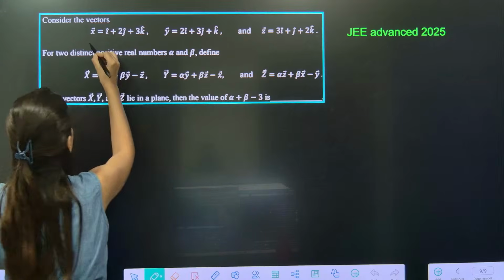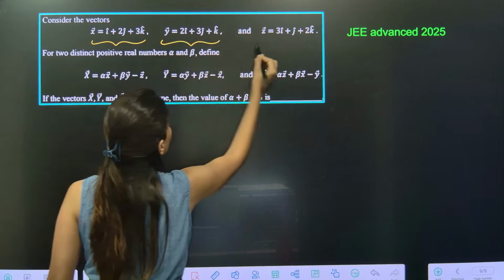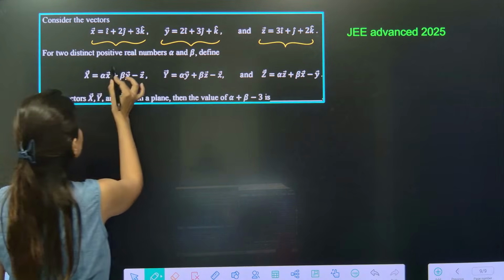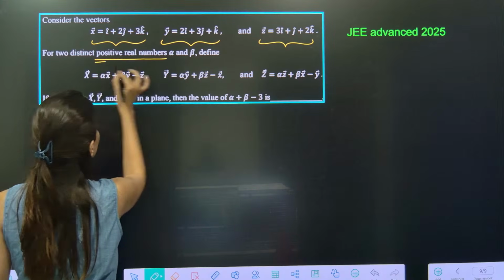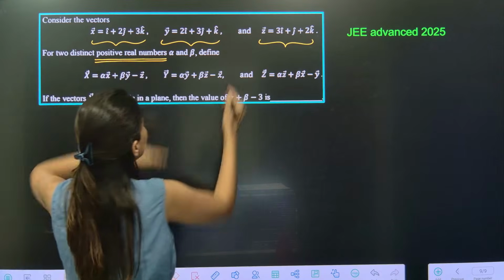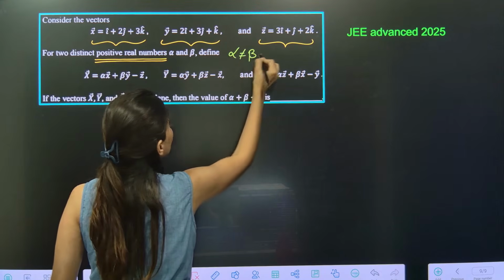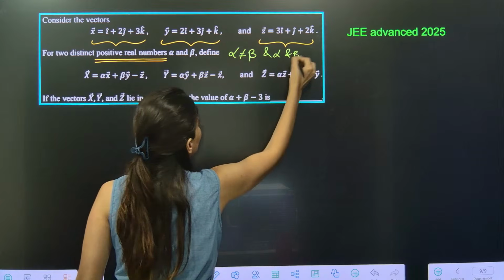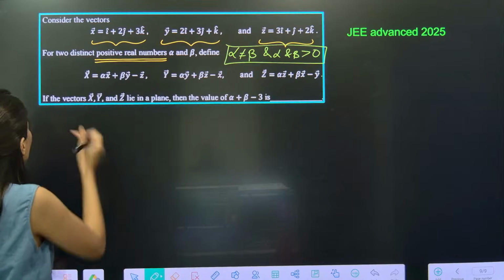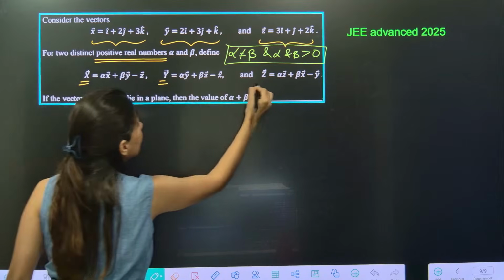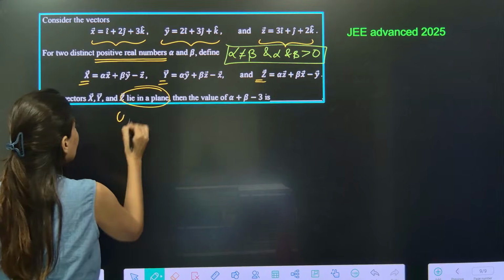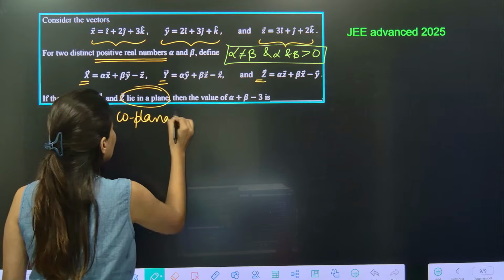Consider the vectors x, y and z. These are the three vectors. For two distinct positive real numbers alpha and beta, that means alpha and beta are not equal and both are positive. We just have to keep this in mind, nothing else. Now the x vector, y vector and z vector are given to us, and it is given that they lie in a plane. That means they are coplanar vectors.